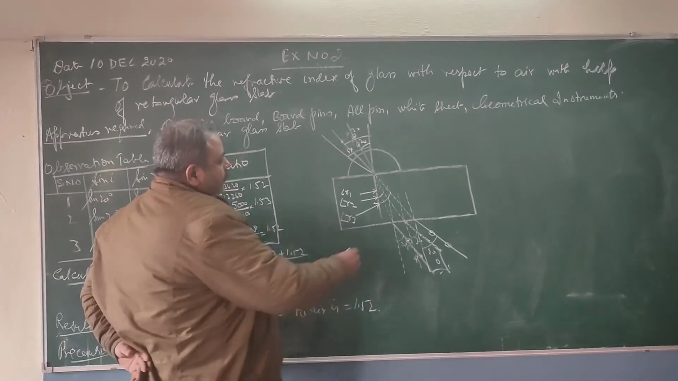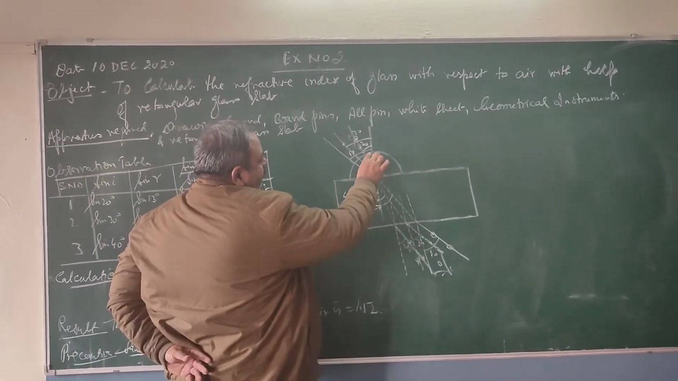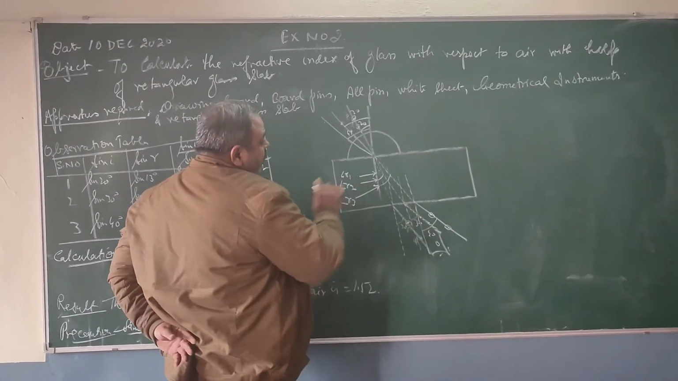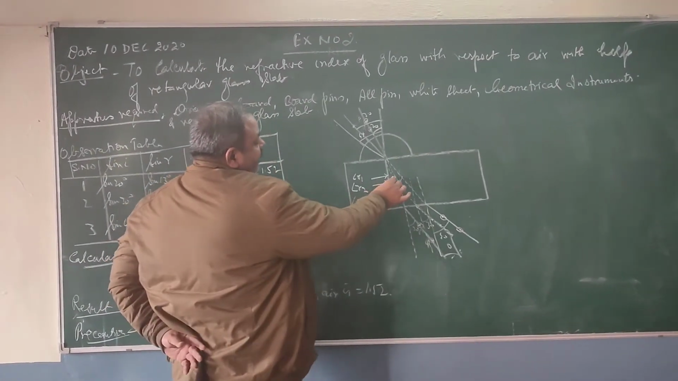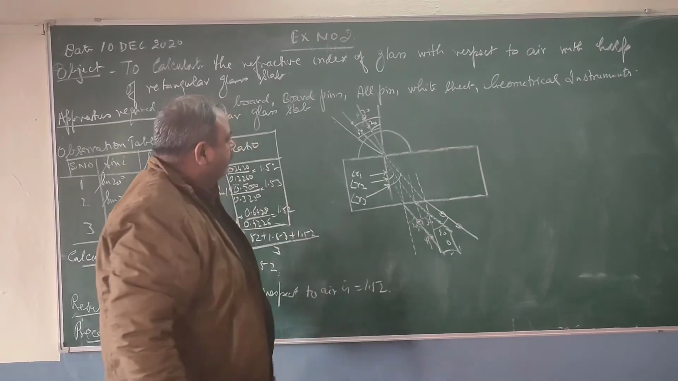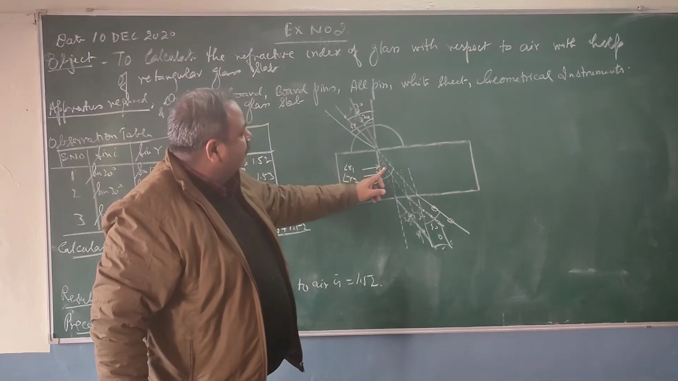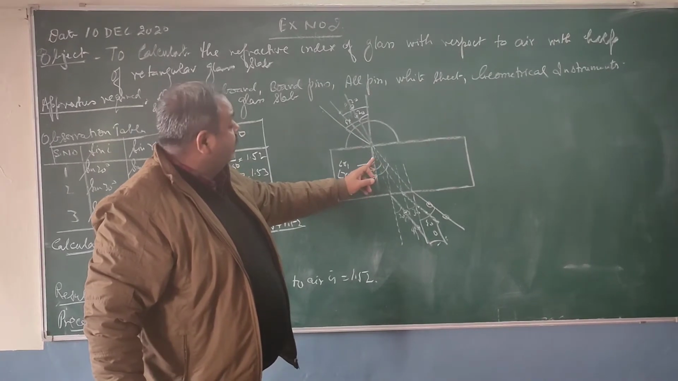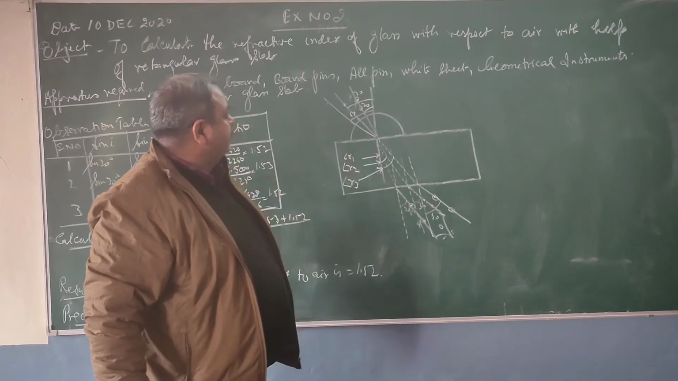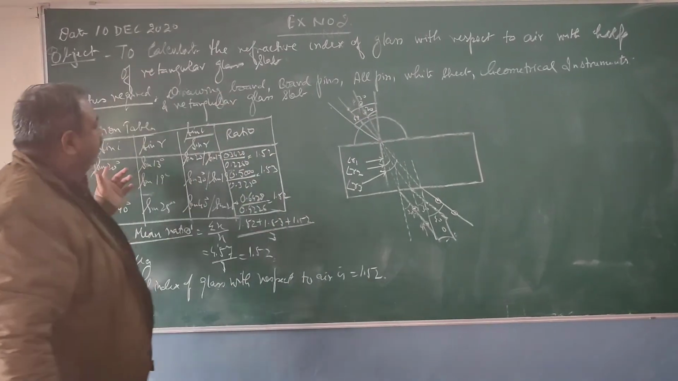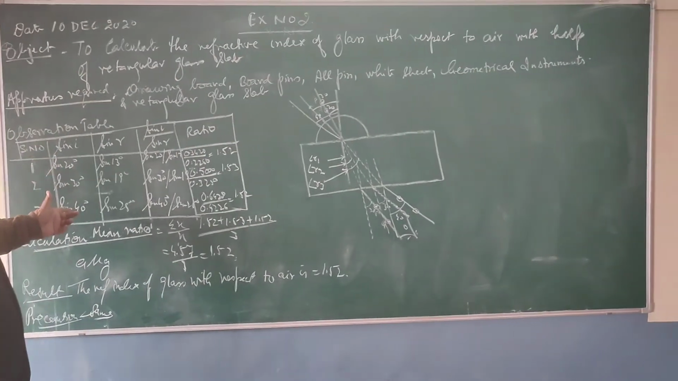Here, initially we have seen that the angle of incidence is equal to the angle of emergence. This is the previous one. Now for the refracted ray, the refracted angle we have to measure. The refracted angle is in between the normal and the refracted ray. In the observation table I have taken angles of incidence 20, 30, 40.